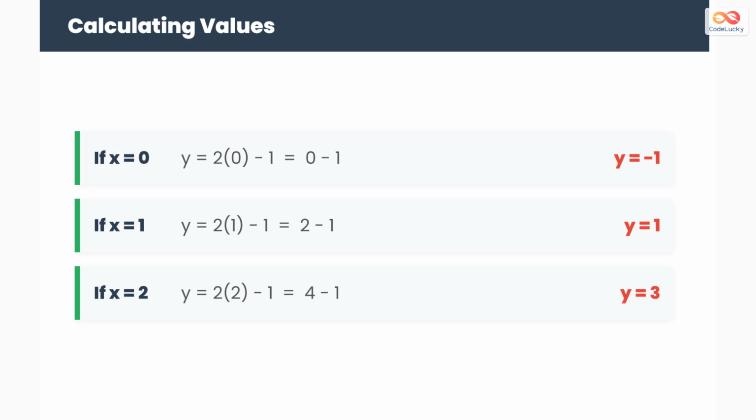Now let's do the math. We substitute our x values into the equation to find y first. If x is 0, y equals 2 times 0 minus 1, which gives us negative 1. Next, if x is 1, y is 2 times 1 minus 1, which is 1. Finally, if x is 2, the result is 3.